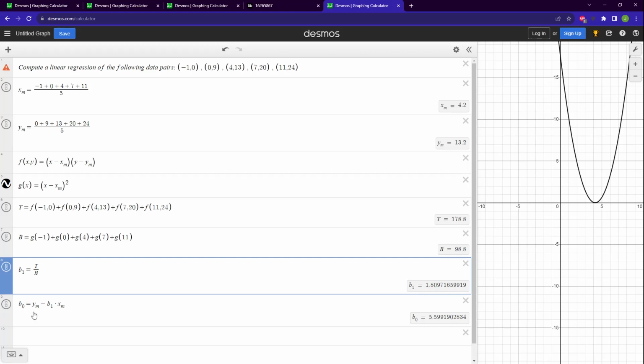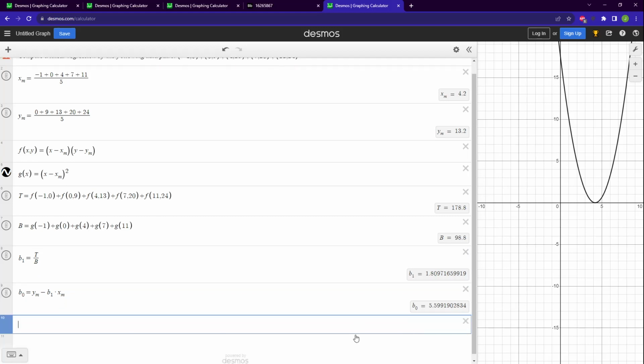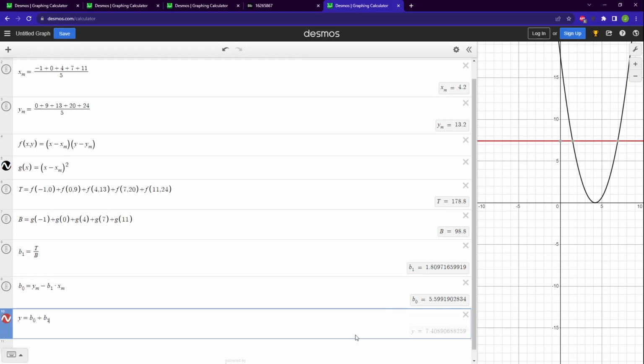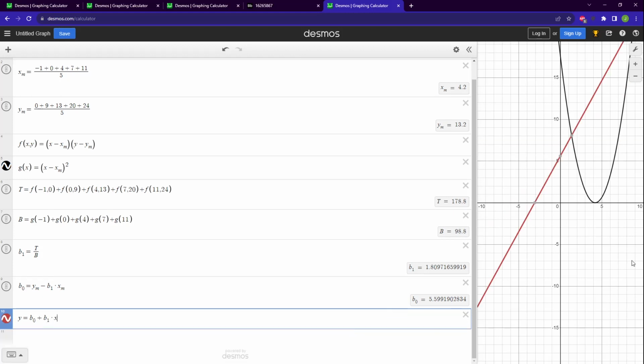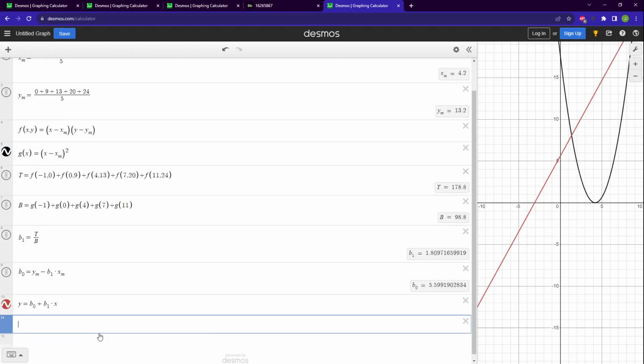And then finally for our b naught, or technically b0, and naught doesn't mean N-O-T, it's N-A-U-G-H-T. Again, this time it's the Greeks, why not? We have our y mean minus the computed b1 times the x mean. And this gives the b naught of roughly 5.599. And thus we have our regression equation of y equals b naught plus b1 times x. And there you can see it on the red line. And now you can do some regression.